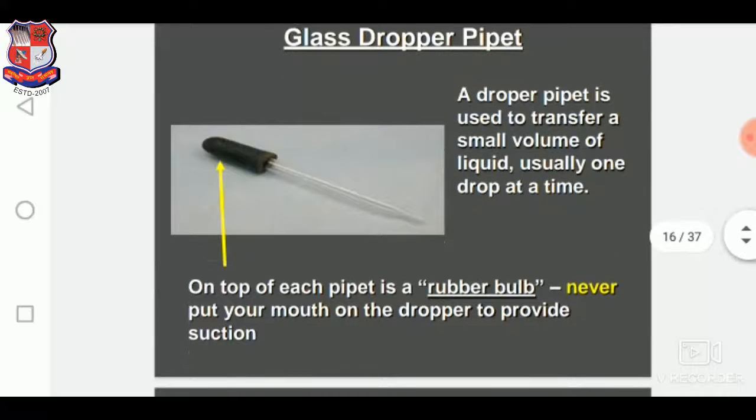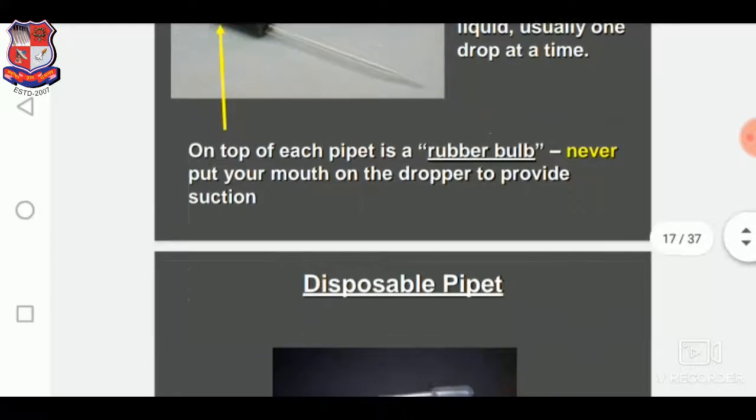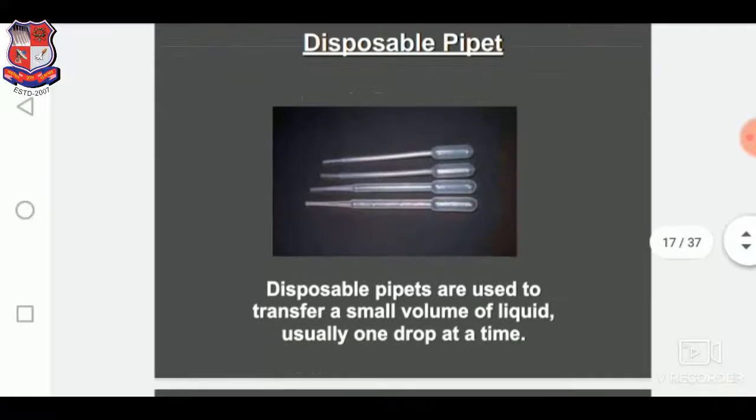Glass dropper pipette. A dropper pipette is used to transfer a small amount of liquid. Use one drop at a time. On top of each pipette is a rubber bulb. Never put your mouth on the bulb to provide suction. Disposable pipette. These are the pipettes most widely used for handling liquids, and they transfer very small amounts. Usually one drop at a time is used.